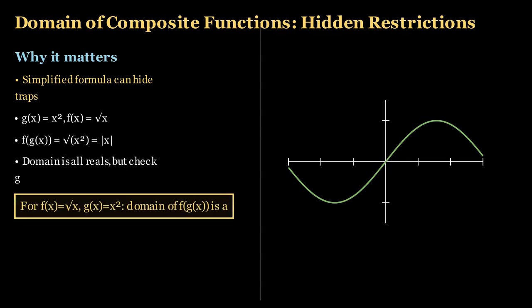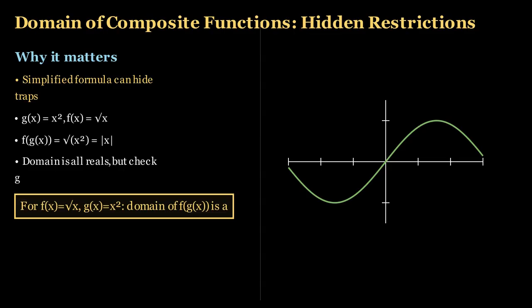The outer function f is the square root. Its domain requires the input to be 0 or positive. Since g of x is always non-negative, it always survives stage 2. So here the domain really is all real numbers. But now flip the order. Let g of x be the square root of x, and f of x be x squared.